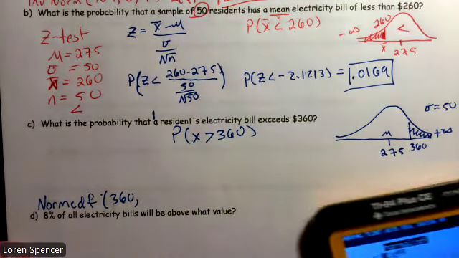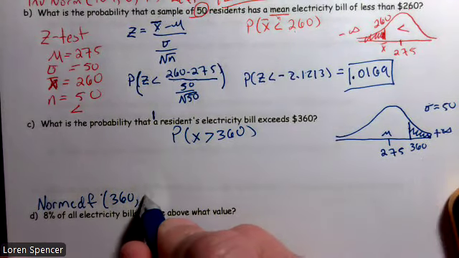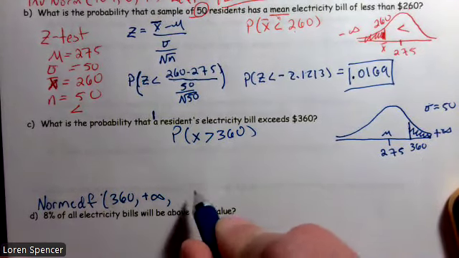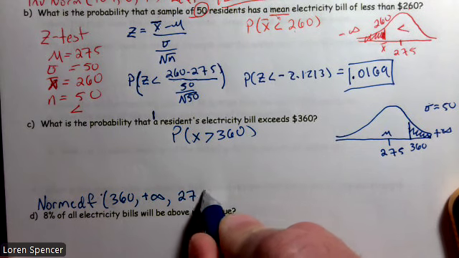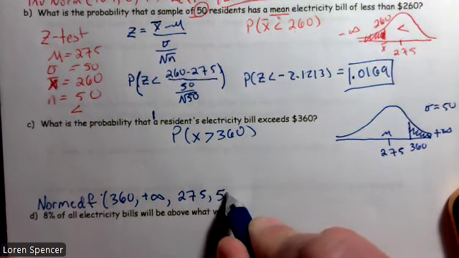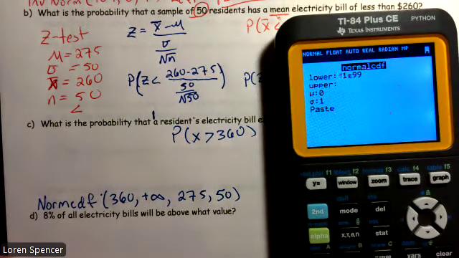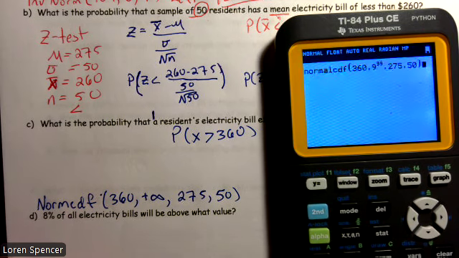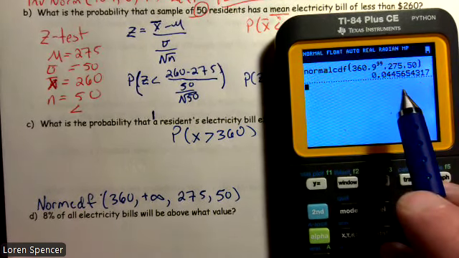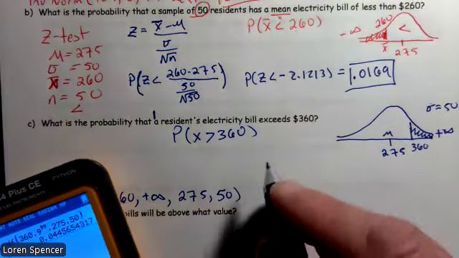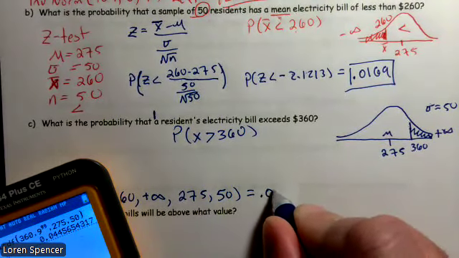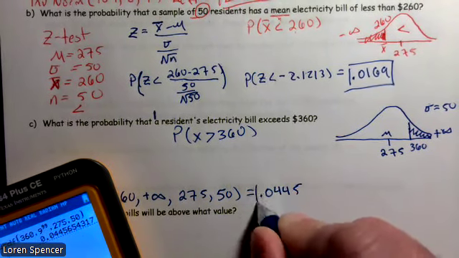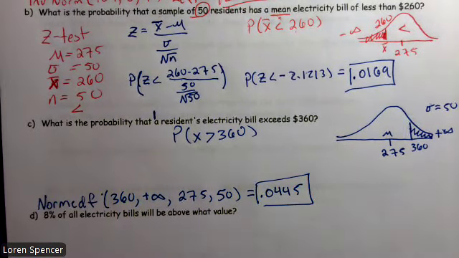So lower bound, 360, upper bound, positive infinity. Mean was 275, and our standard deviation is 50. So let's put that in there, 360. Largest value in the calculator is 9 raised to the 99th. Mean of 275, standard deviation of 50. And we end up getting 0.0445. All right, there's the answer for that.